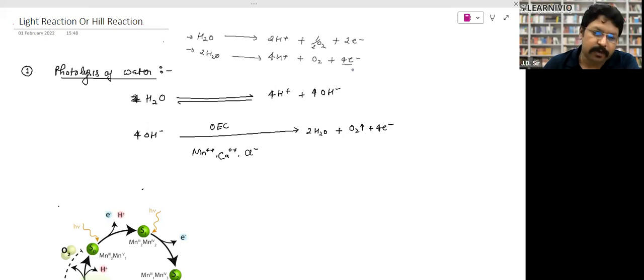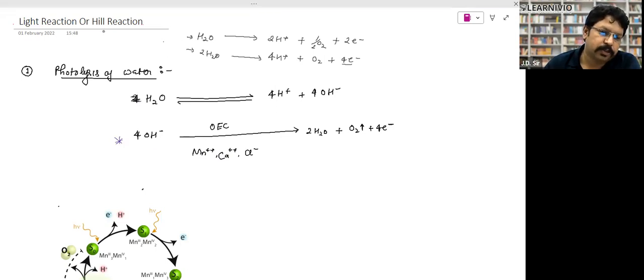This is called photolysis. Photolysis of water takes place with the help of the oxygen evolving complex at photosystem second. Oxygen evolving complex is made up of manganese, calcium, and chloride. I have told you that even this question has been asked. This is a very important question, right? So that's how the reaction takes place.